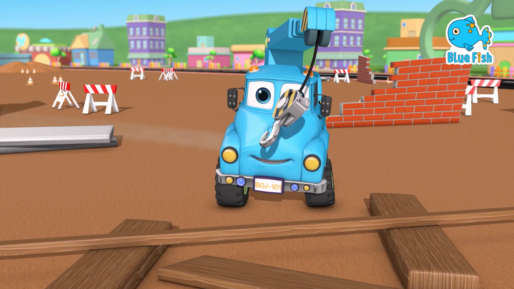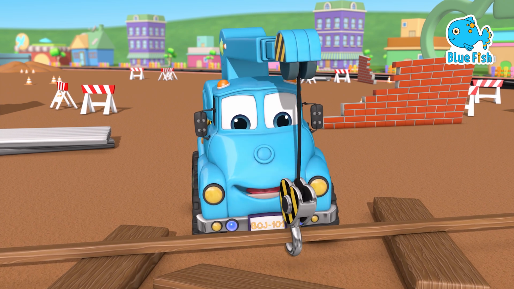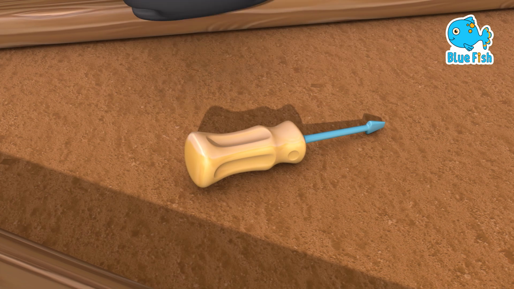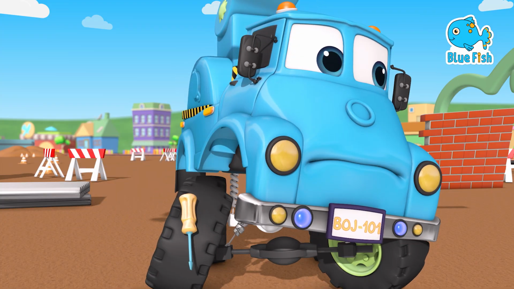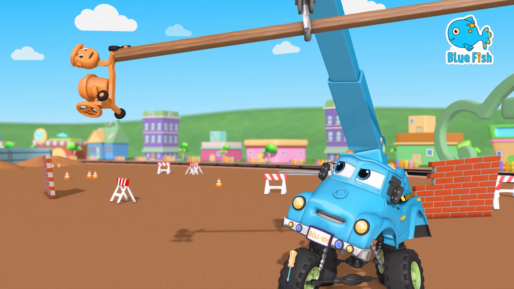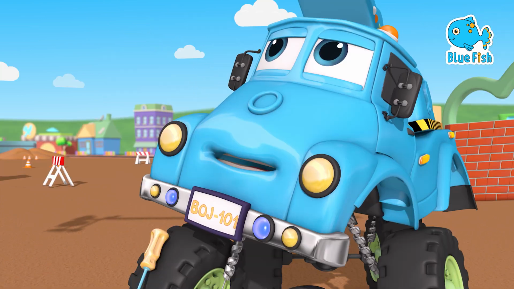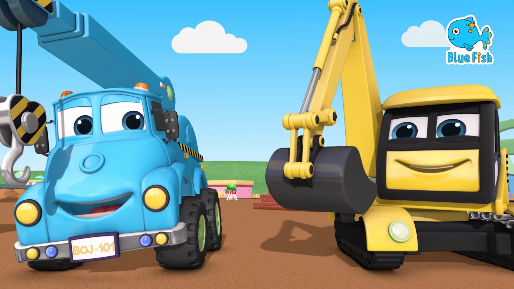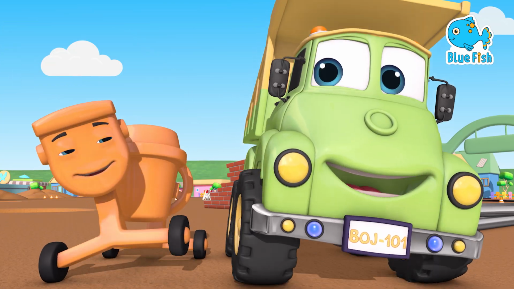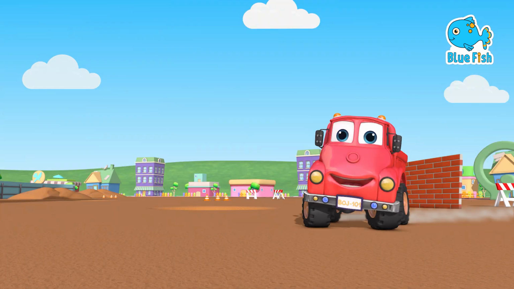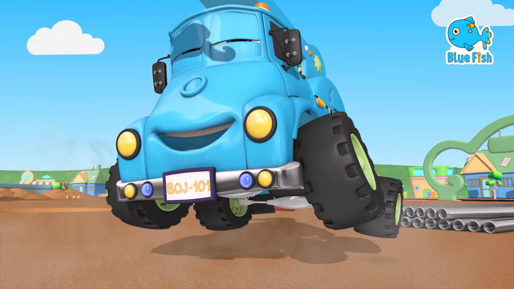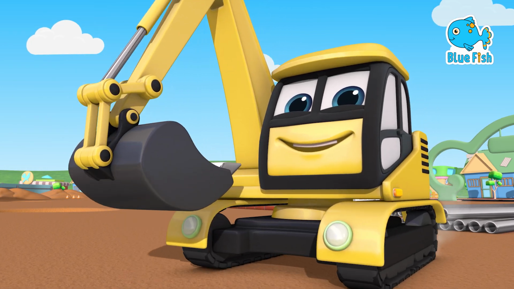The crane is a special construction truck. It has a real long neck and claw. It moves things from place to place. It can reach up very tall. Construction truck, you're strong. Construction truck, hip hip hooray. Construction truck, you work so hard. Construction truck, you save the day.